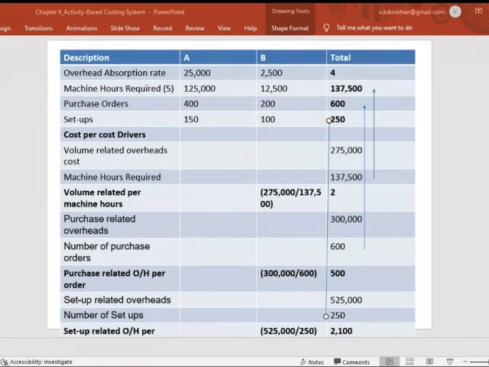Is it okay now, Nitish? Yes, okay. Very good.